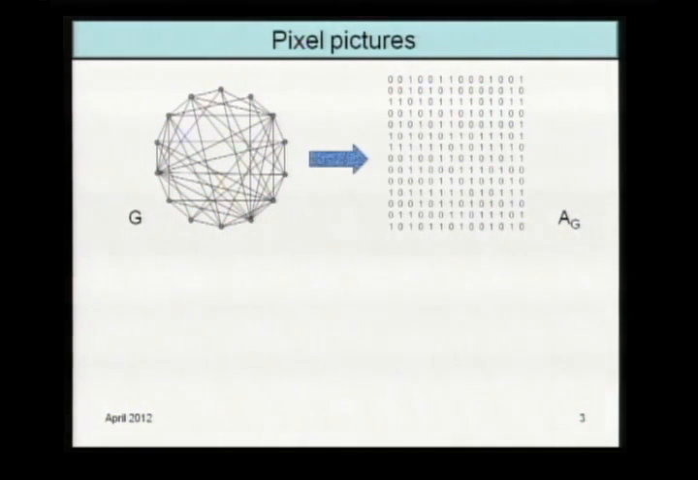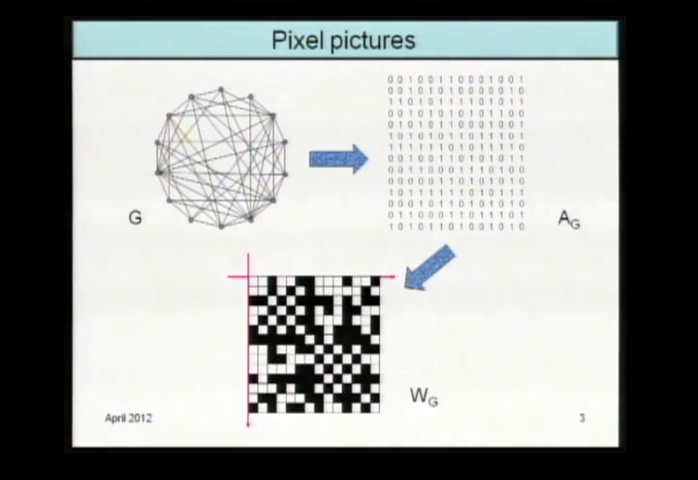I'll only make a little change to this. I replaced every 0 by a little white square and every 1 by a little black square. At least you see better what's going on. We get this kind of picture, which looks like a crossword puzzle.